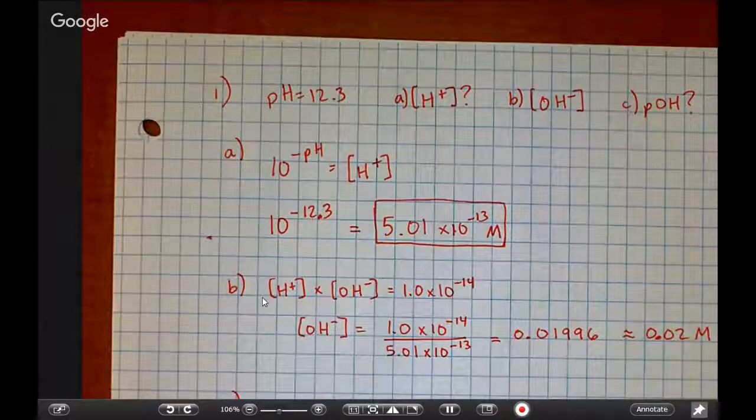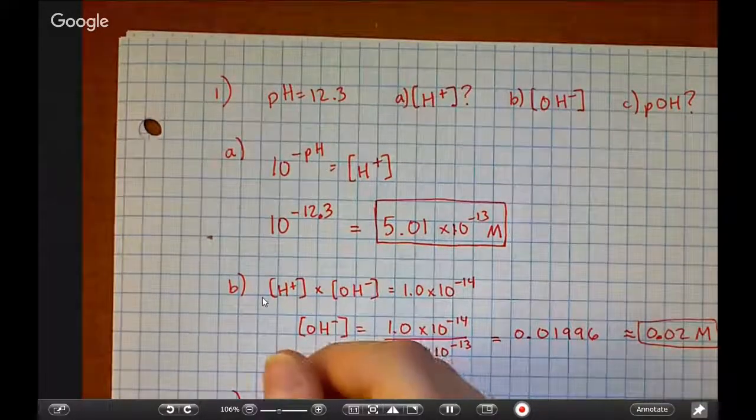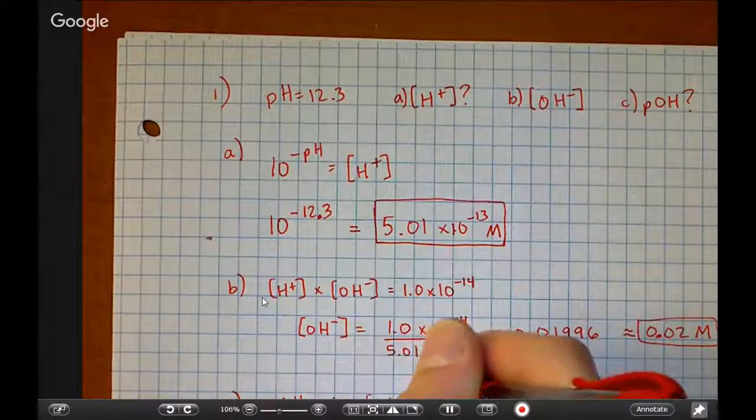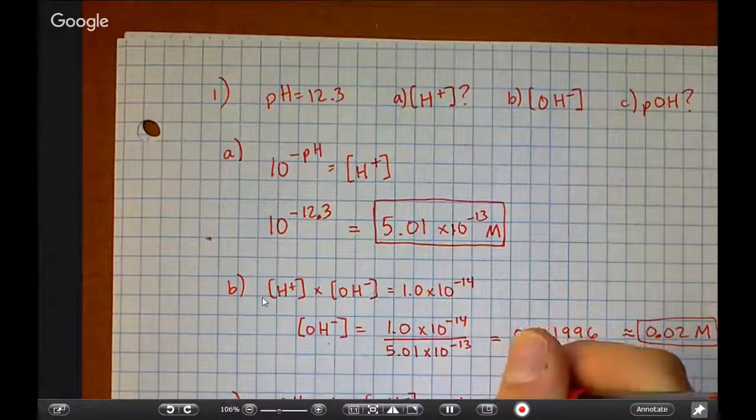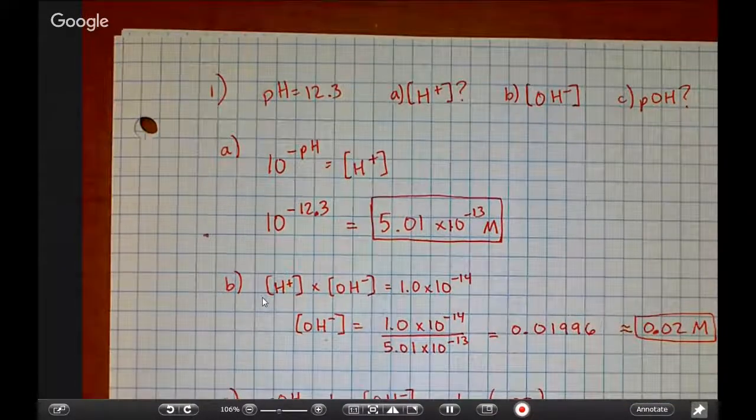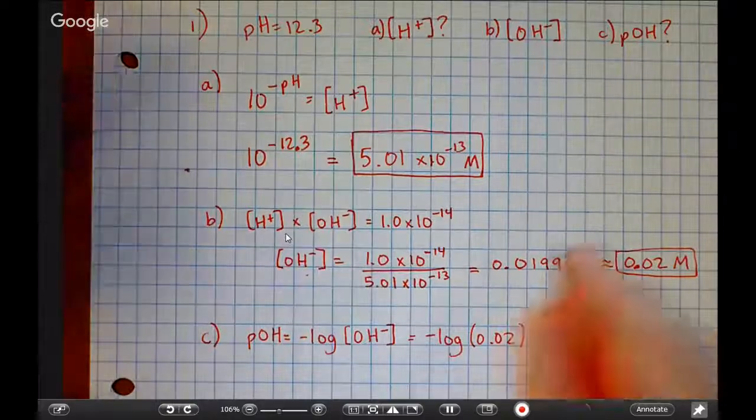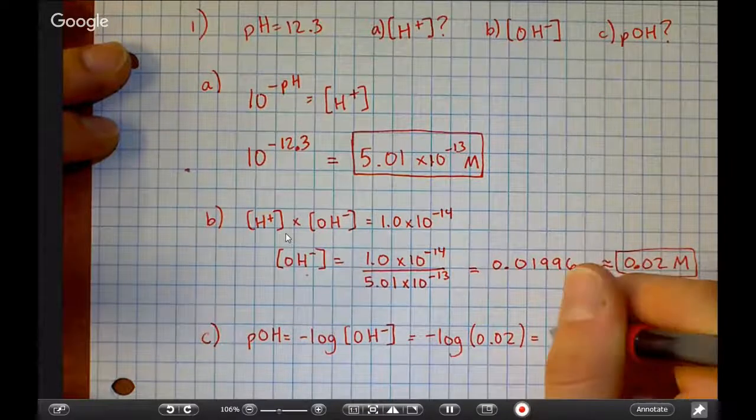And so now that we have figured out our hydroxide concentration, we can find pOH. So pOH is the negative log of hydroxide, which means that we are doing negative log of this 0.02. For my sake, I still have that number in my calculator from the last problem, so I'm just going to do negative log answer. And we get a pOH of about 1.70.